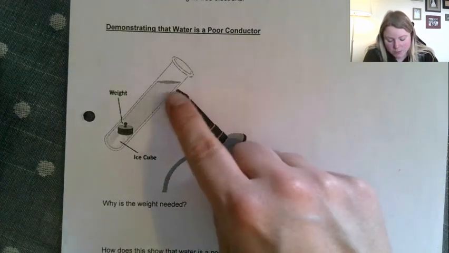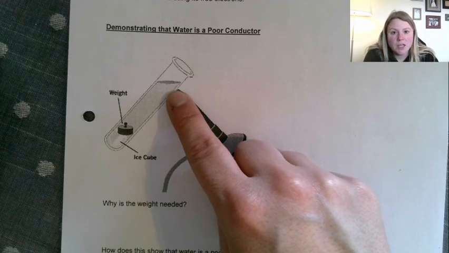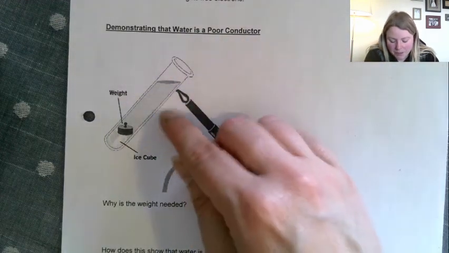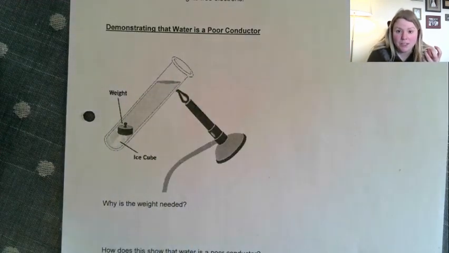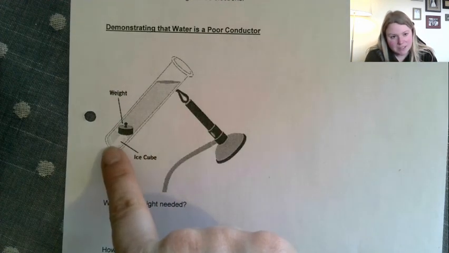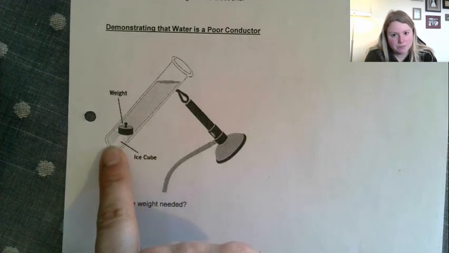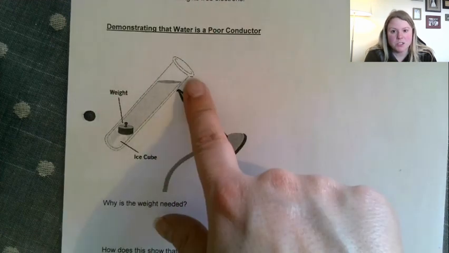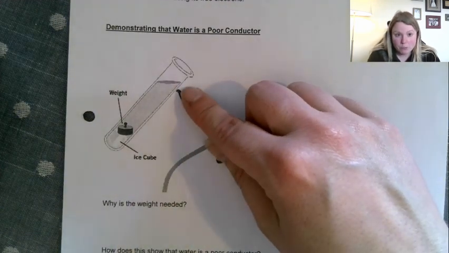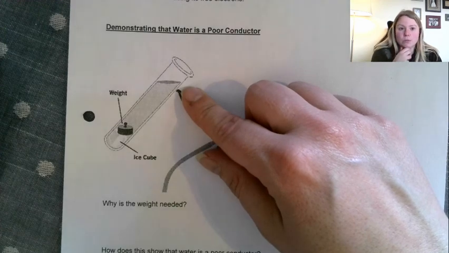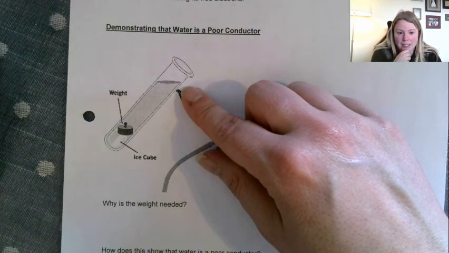Then we take a Bunsen burner and we heat up the water at the top, and what we actually find is the water at the top can be boiling. You can see that it's bubbling away, it's like boiling water, but the ice at the bottom is still frozen. So this is a good wee demonstration to show that liquids, water, are poor conductors. They are not good at conducting heat energy.